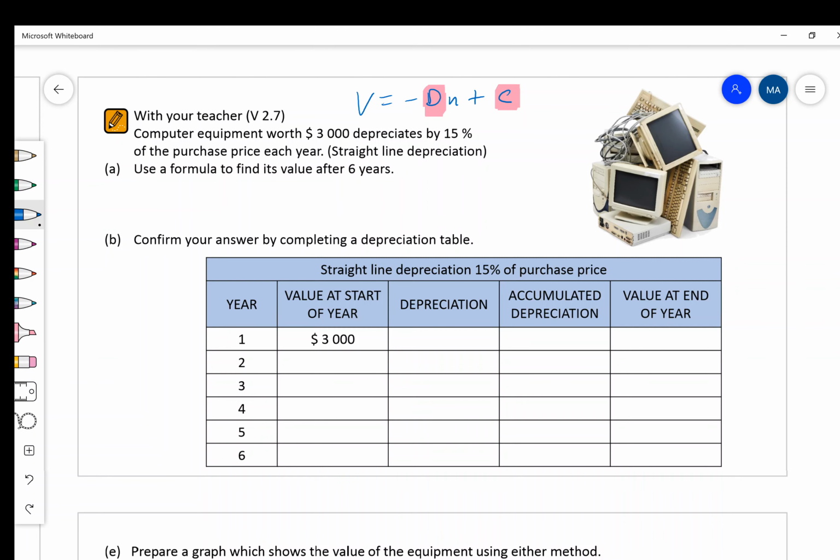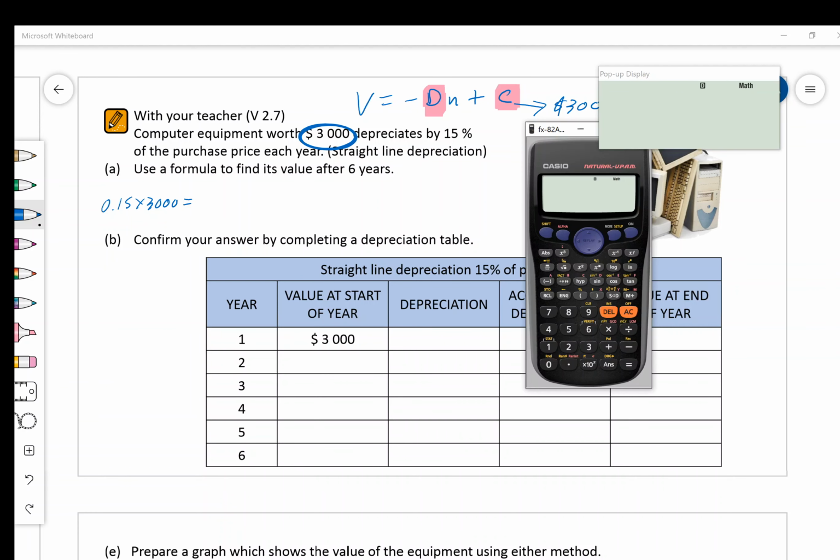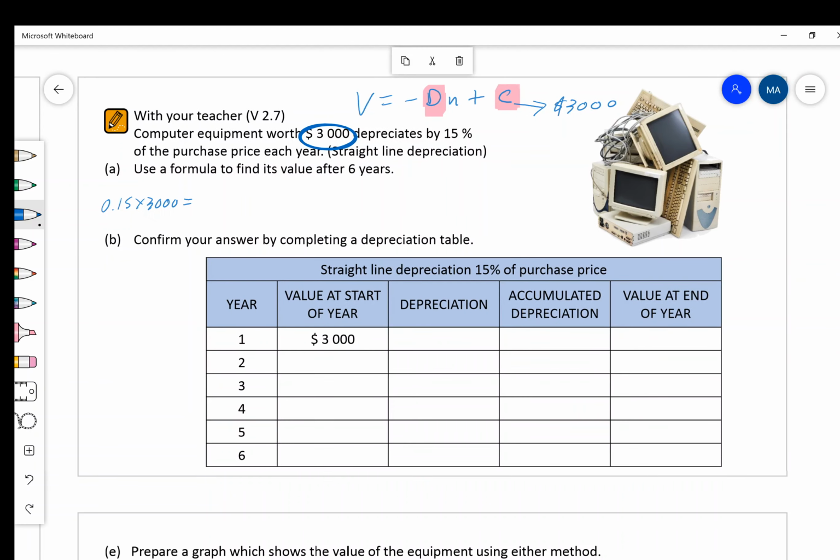Let's figure this out. The computer equipment was worth $3,000 at the beginning, so that's our C value: C is $3,000. Now the depreciation is 15% of the purchase price each year, so we want to find 15% of that 3,000. 0.15 times 3,000 gives us $450. So that's our D value: D equals 450.